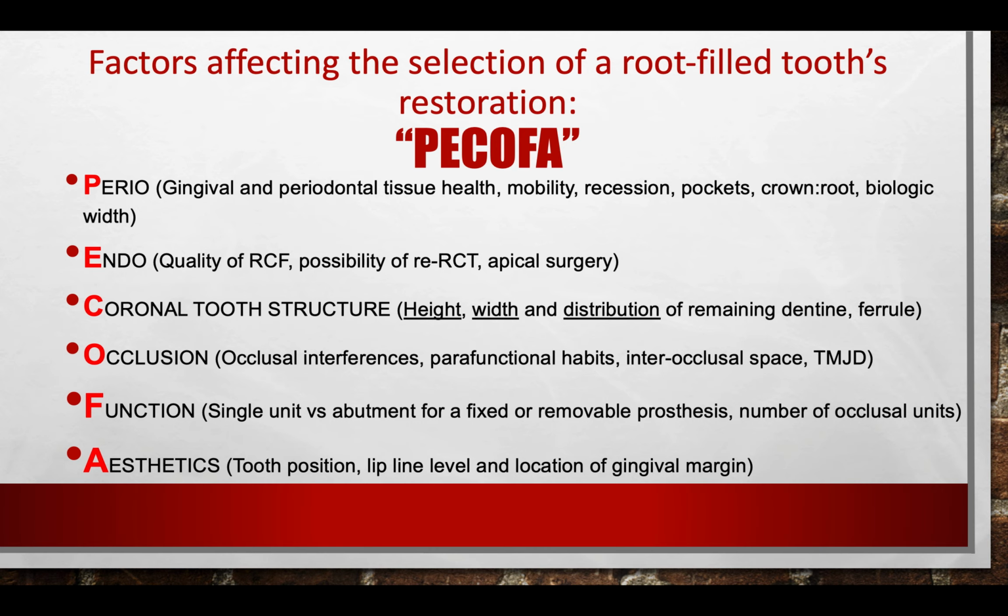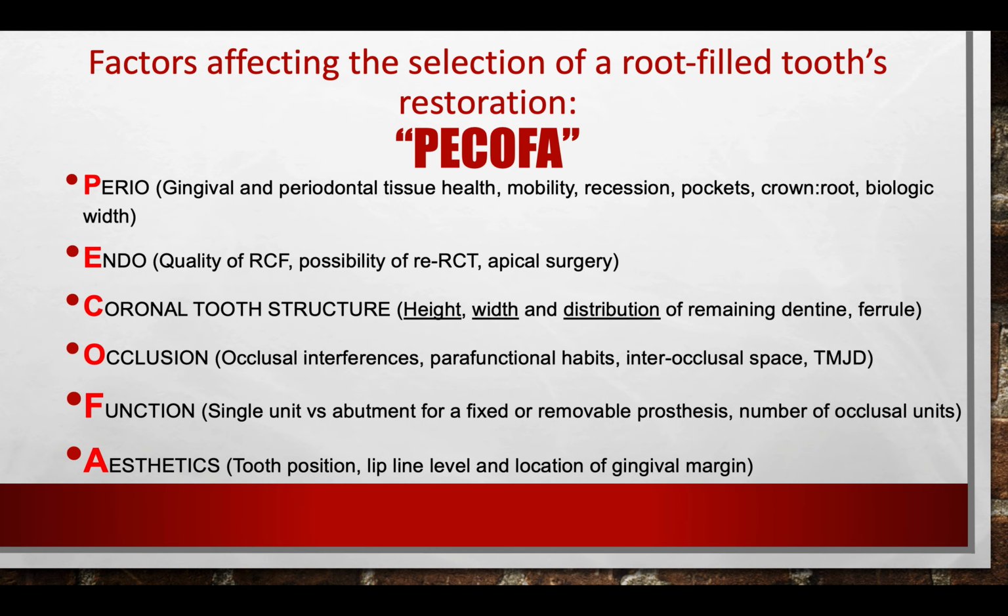Then we look at the occlusal forces affecting this tooth. Are there any occlusal interferences? Does the patient have parafunctional habits? Is the patient bruxist? Do I have enough interocclusal space to restore this tooth? Does the patient have temporomandibular joint disorders? And then we should look at the function of this tooth in the dental arch. Is it going to be restored as a single unit, or is it going to be an abutment for a fixed or a removable prosthesis?